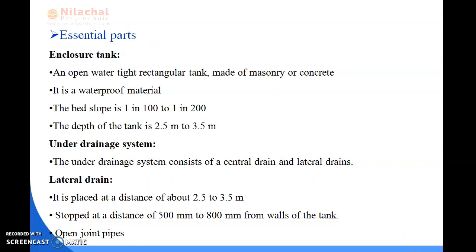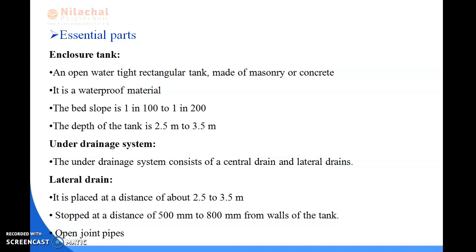Now we will be reading about the essential parts of the slow sand filter. What are the essential parts? First is the enclosure tank. The enclosure tank is an open watertight rectangular tank made up of masonry or concrete, which is a waterproof material. The bed slope of the enclosure tank is 1 in 100 to 1 in 200 and the depth of the tank is 2.5 meter to 3.5 meter.